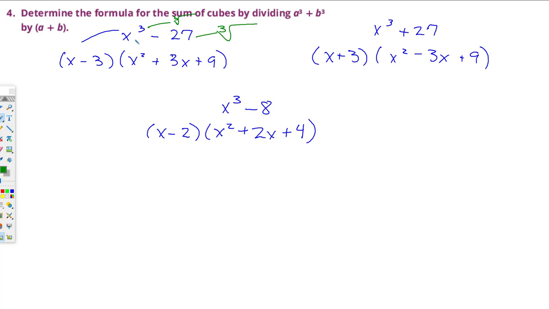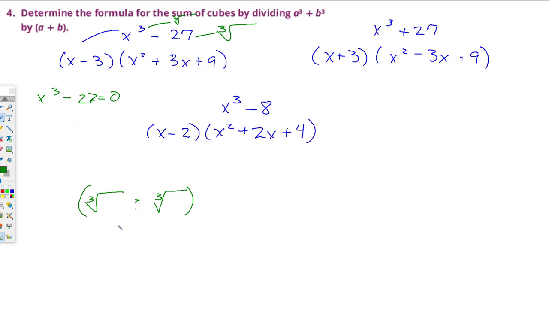Cube root of x cubed, x. Cube root of 27, 3. Or you could have set it equal to 0, and it works the same way. But the shortcut is just taking the cube root of both.